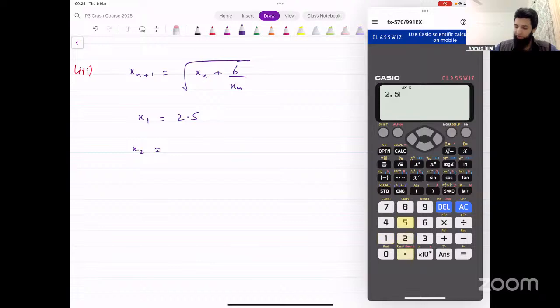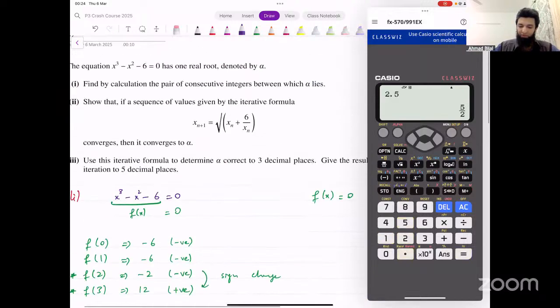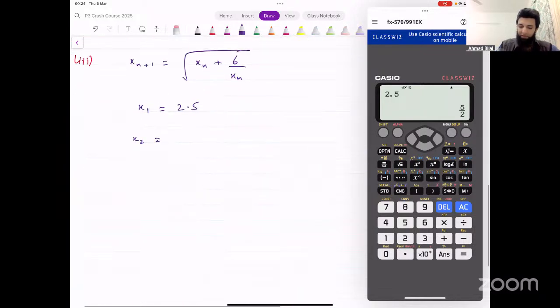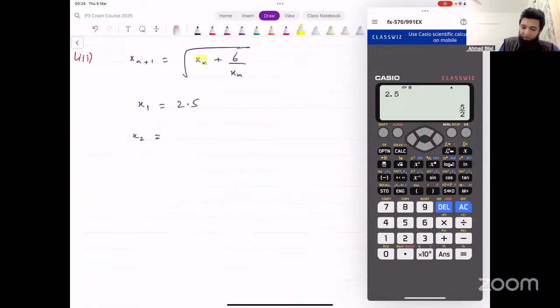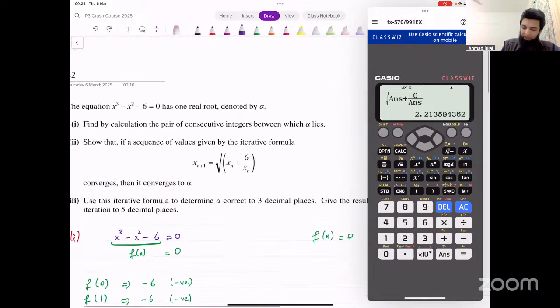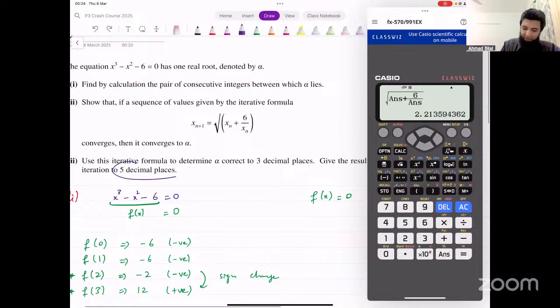Put 2.5. That saves 2.5 in the answer button, and now you put that formula in place of xn. You write answer in your calculator, so it will be square root of answer plus 6 divided by answer. That's all that you have to do now. Press the equal to button. Iterations have to be correct to 5 decimal places. The final answer correct to 3 decimal places.